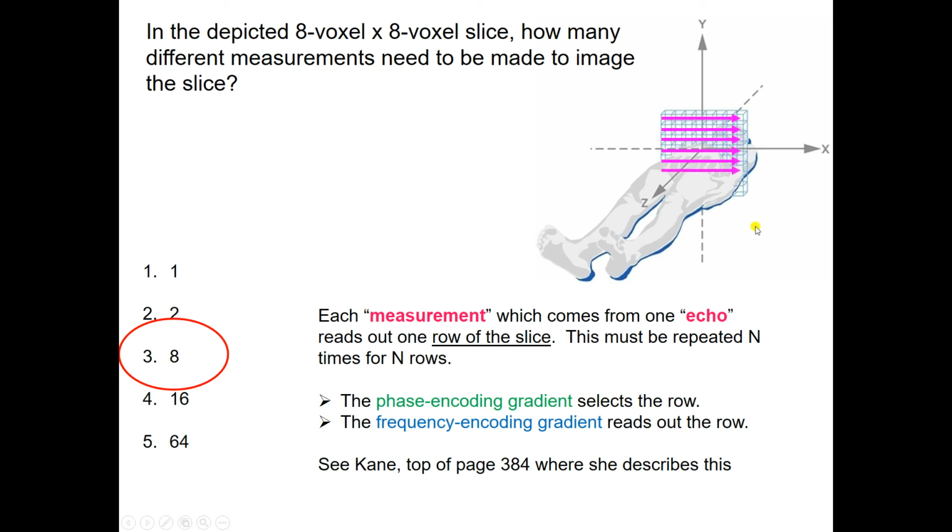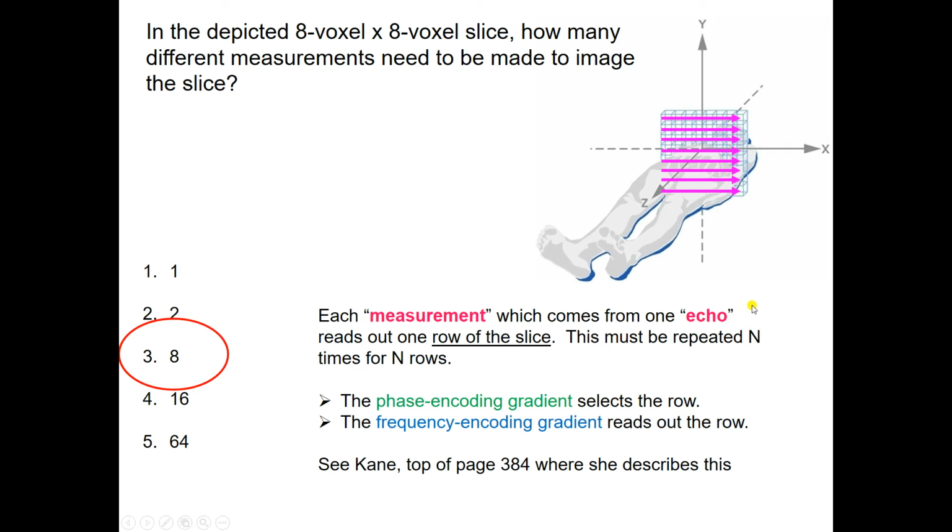So the trick about MR is that each measurement is going to get the echo according to these pink lines. A measurement gets the entire row of that slice. And since there are 8 rows, you need to do 8 measurements. So it's not 64. It's not one measurement per voxel, but one measurement per row, and we're going to read that out.